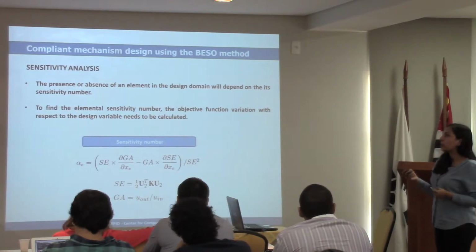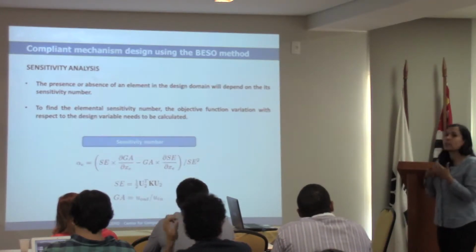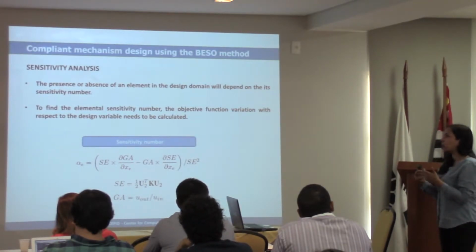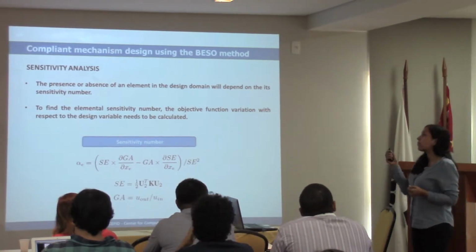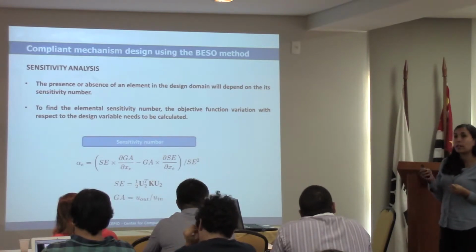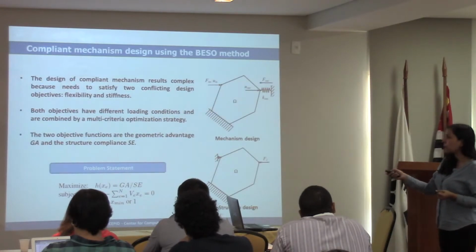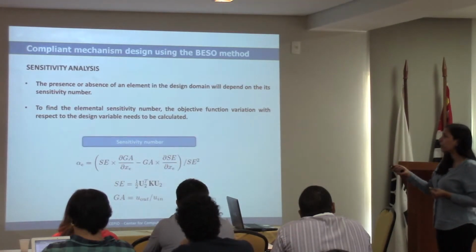And we will continue with the sensitivity analysis. The sensitivity analysis is very important because it's the part that determines which element stays and which element should leave the design domain. So the presence or absence of an element will depend on this number. This number can be calculated by differentiating the objective function that we already saw before, which is this expression here.